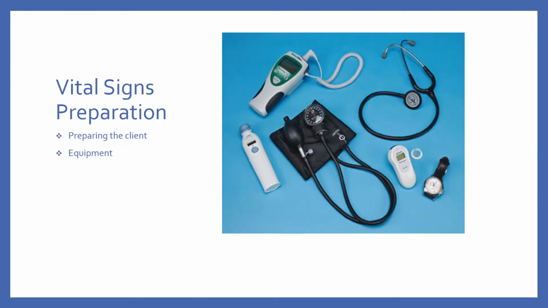When obtaining vital signs from your client, you'll need the following equipment: a thermometer, either tympanic, temporal artery, an electric oral or axillary thermometer, or a rectal thermometer. You want to make sure that it has protective or disposable covers for the type of thermometer that you're going to use. Make sure you have a blood pressure cuff for measuring the blood pressure, a stethoscope, and make sure you have a watch or a clock that displays the second hand.